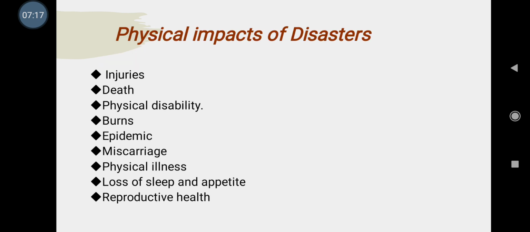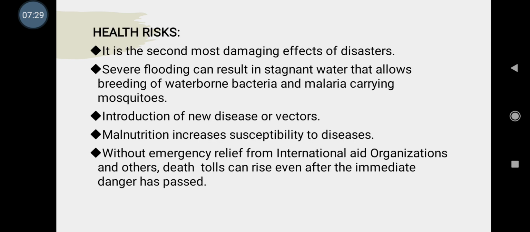Physical impacts of disasters include injuries, death, physical disability, burns, epidemic, miscarriage, loss of sleep, appetite, and reproductive health. Health risk. It is the second most damaging effect of disasters.